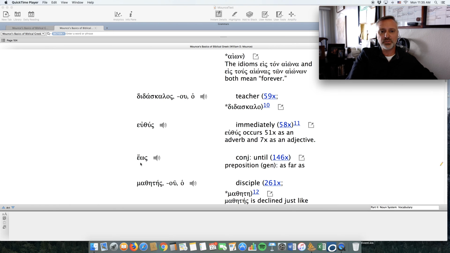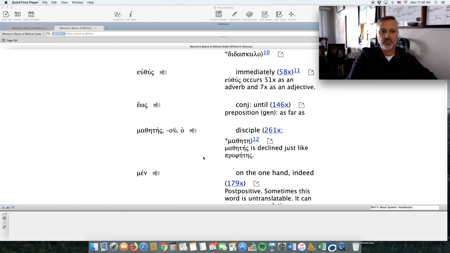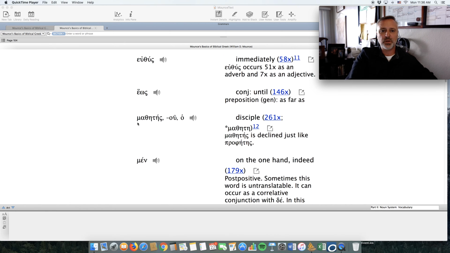Heos. Notice the rough breathing on heos. Until, or if it's a preposition, it will mean as far as. Heos. I'm going to move this up here to mathetes.